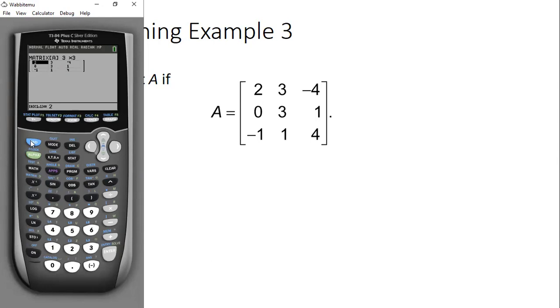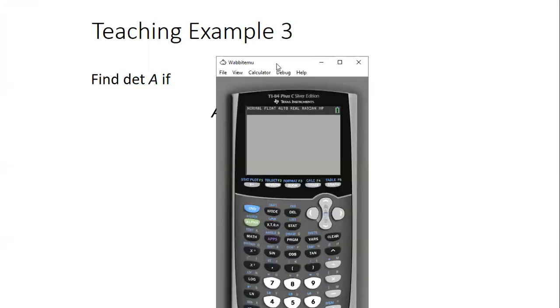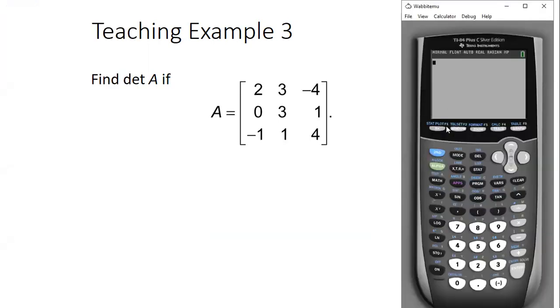I'm going to go back to my calculator page. To get back to my calculator page, I press second mode. And now I'm going to do some calculating. I want to find the determinant of matrix A. So to find the determinant, I'm going to press second matrix. And I'm going to arrow over to math. Do you see where it says DET?